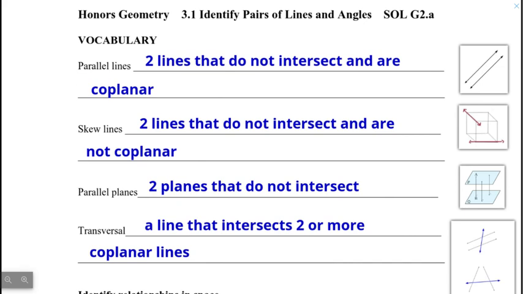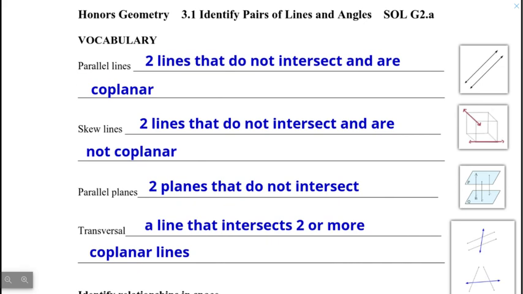Next up is parallel planes. So you can probably take a guess as to what this is. Very similar to parallel lines, we just have two planes that do not intersect. So you can see an image over here. When you look at this image, you can see that the planes obviously appear to be parallel. So the lines that are drawn in between the two planes is showing that the distance between the planes is going to remain the same throughout the entire plane.